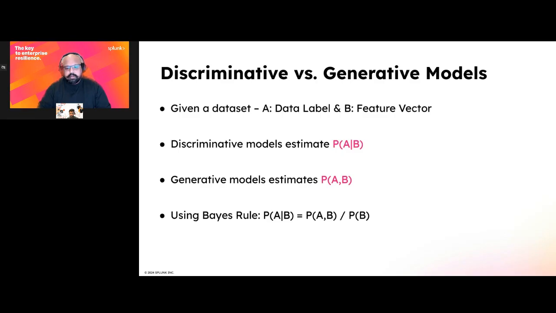A discriminative model tries to estimate the probability of the data label given the feature vector. So given the picture, does it belong to a cat or a dog or a house and so on. Whereas a generative model tries to learn the joint probability distribution of a label and the feature vector. So it tries to learn the probability that this kind of feature vector appears along with the label of a dog, for instance. And using Bayes' rule, we can convert a generative model to a discriminative one.